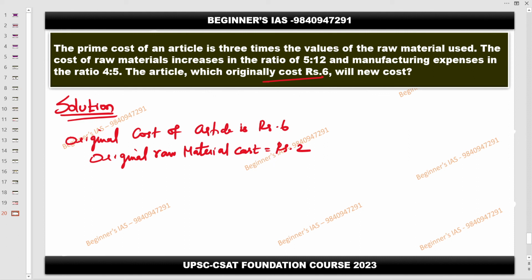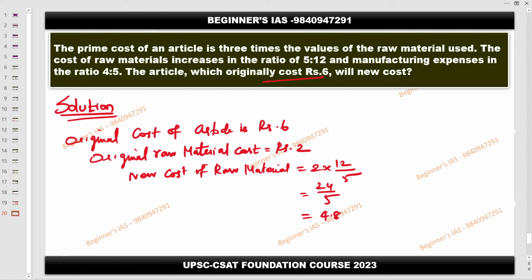Okay. Then what is the new cost of the raw material? Which is equal to 2 into 12 by 5. So the new cost is equal to 2 into 12 by 5, which is nothing but 24 by 5, which is nothing but 4.8. So therefore 4.8 rupees.